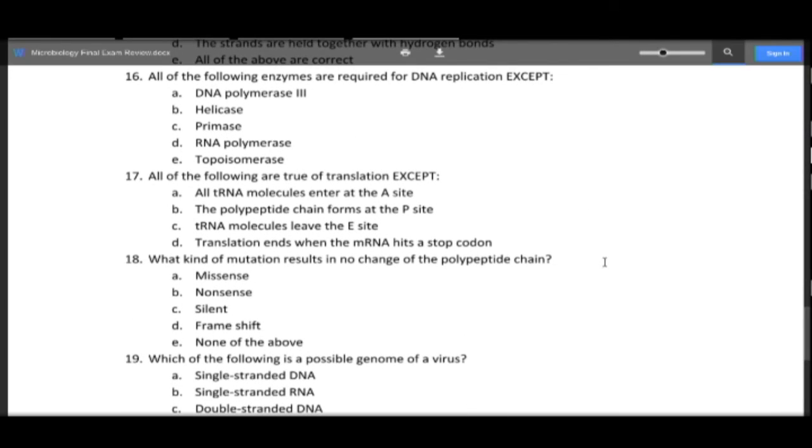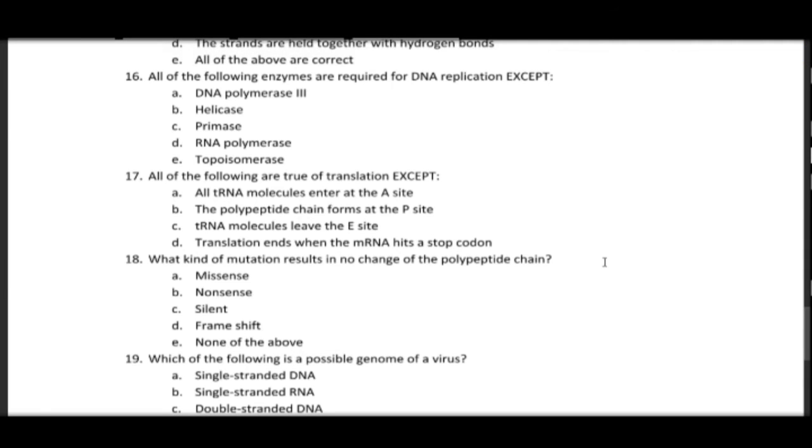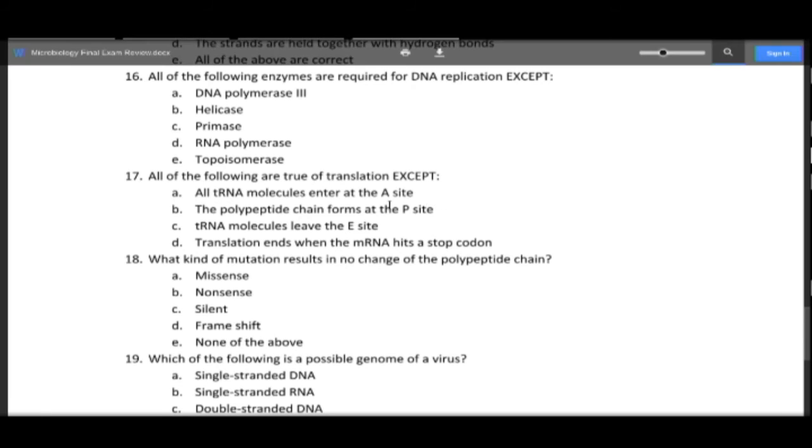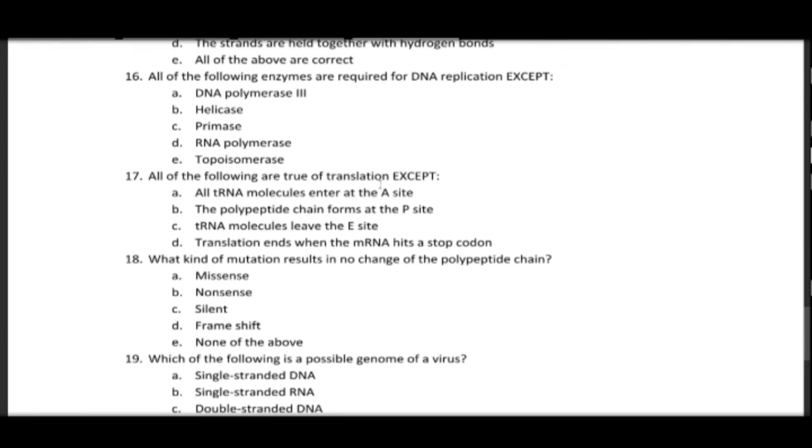Then we have 17. All the following are true of translation, except. So translation is taking that mRNA, when we're working with eukaryotes at least. For prokaryotes, it's kind of just the RNA. They don't really have a difference between, I don't think. Oh yeah, I guess messenger is coming from, not really the nucleus though, because prokaryotes don't have that. Anyway, sorry. Translation is going from your RNA to your polypeptide chain.